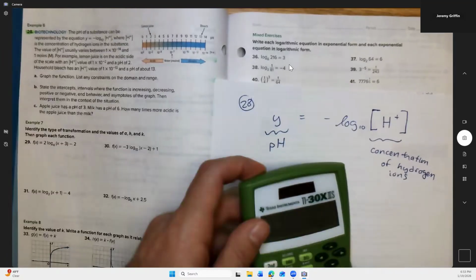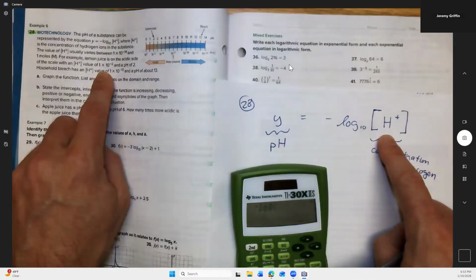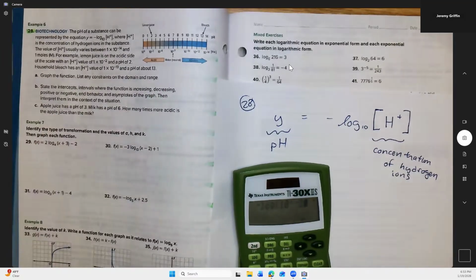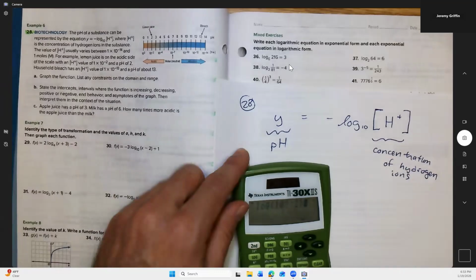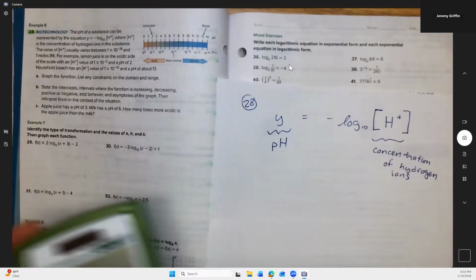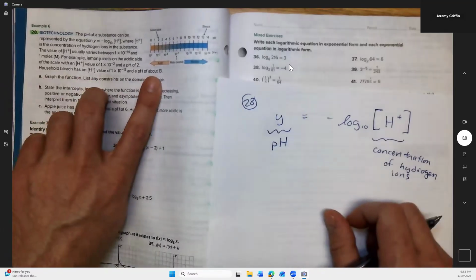Let me show you guys that your book is telling you the truth. If I do negative, log, and then for the concentration of hydrogen ions, I'll do 1 times 10 to the negative 2, which is just 10 to the negative 2. This should tell me pH of 2. Yeah, it exactly does. That's definitely a pH of 2. All right, so we got that. Household bleach has a pH of 13.